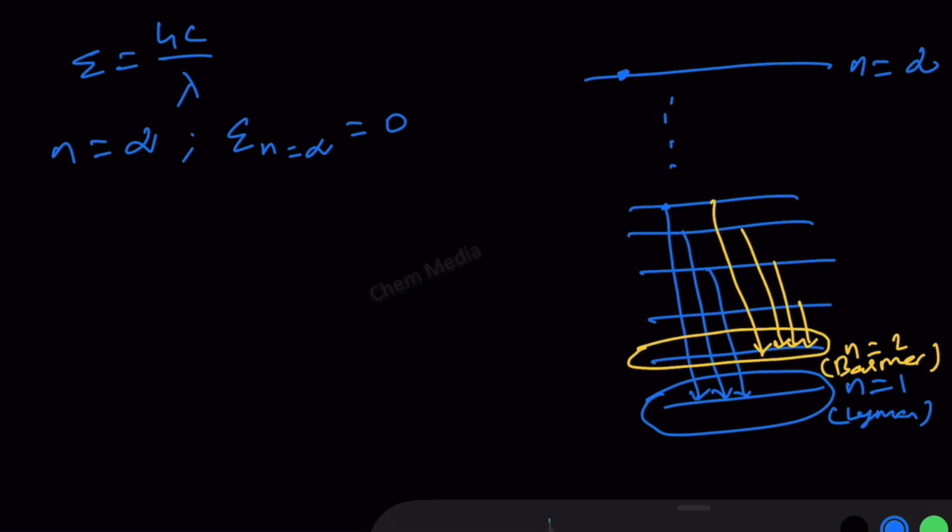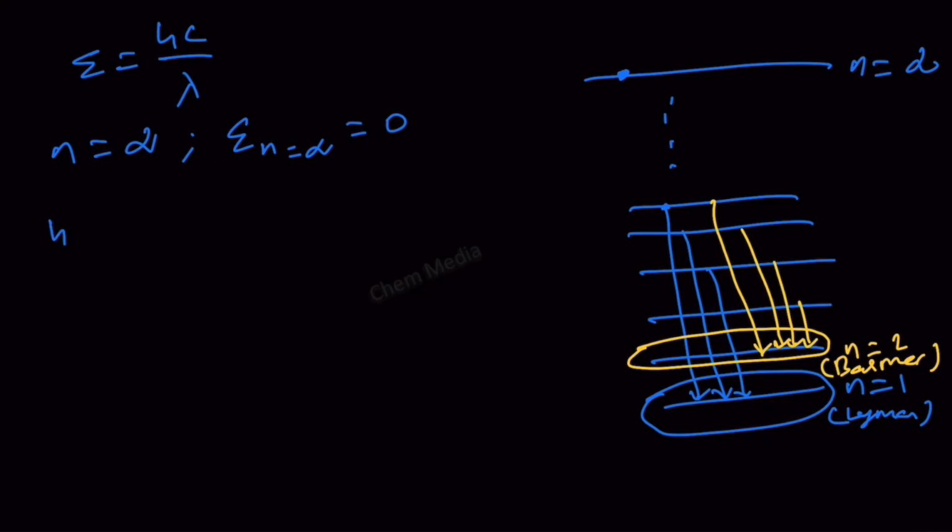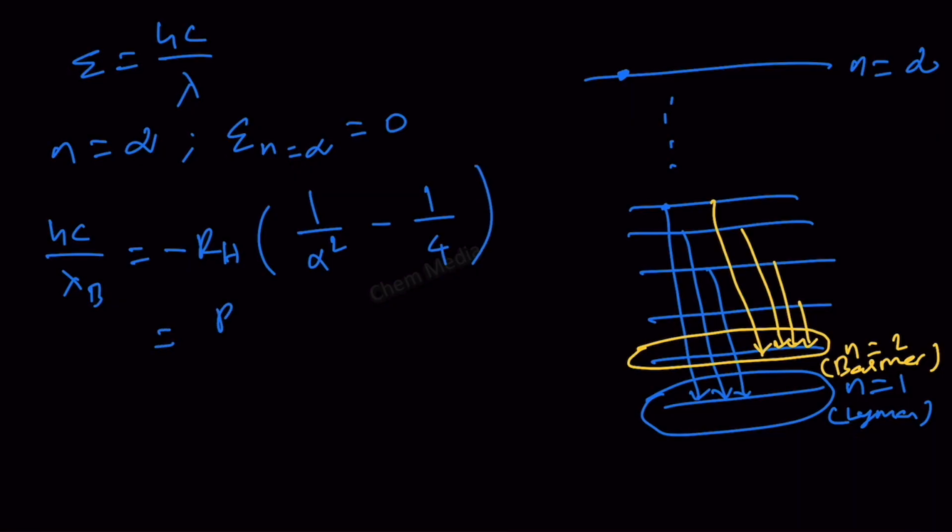So therefore, we can calculate it this way: Hc divided by lambda b, to specify the Balmer series, is equal to minus Rydberg constant times 1 by infinity square, which would be 0, minus 1 by n1 value, in this case is 2, because it is Balmer series. So 2 square is 4. So therefore, this would be equal to simply Rydberg constant divided by 4, because minus into minus will become plus, 1 by infinity square is 0. So that is one equation.